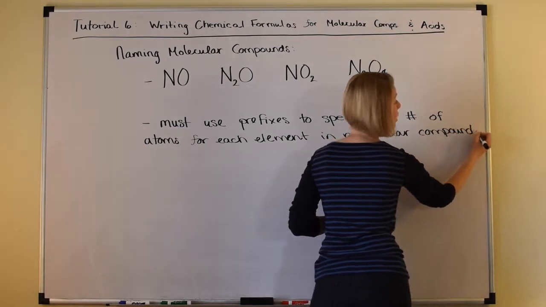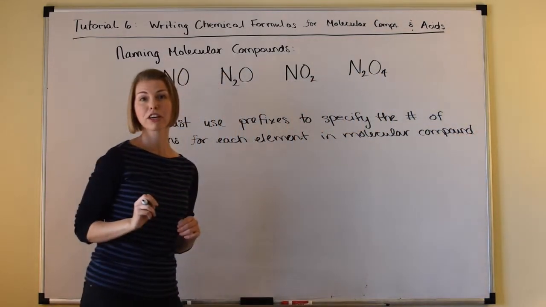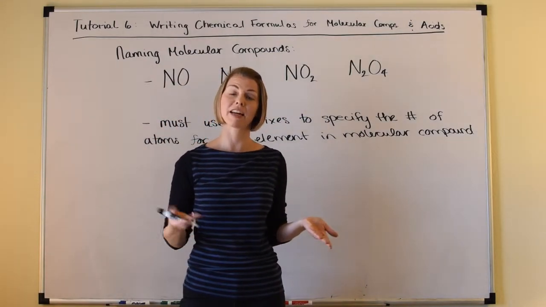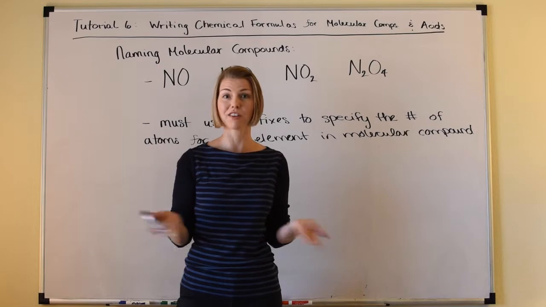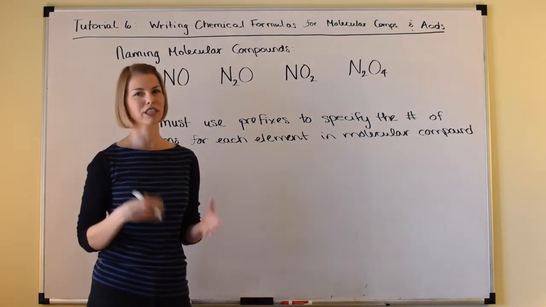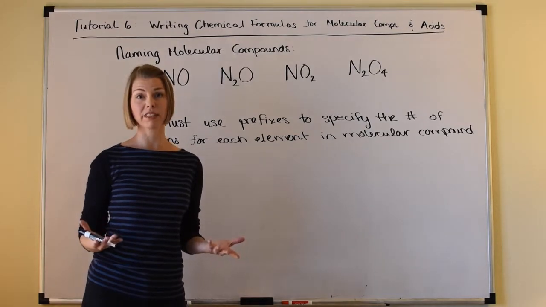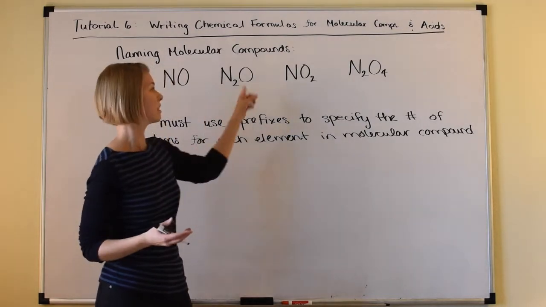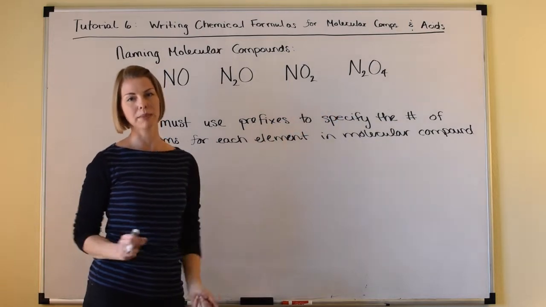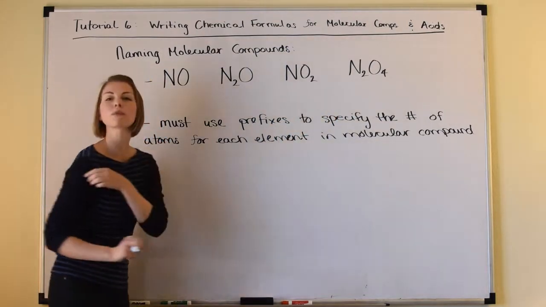We didn't have to do that for ionic compounds because the ionic compound ratio is dictated by the charge on the cations and the anions, and it can only go together one way. But molecular compounds are different in that those electrons can be shared in a variety of different ways to come up with different formulas, even made out of the same two elements. Okay, so let's look at those prefixes.